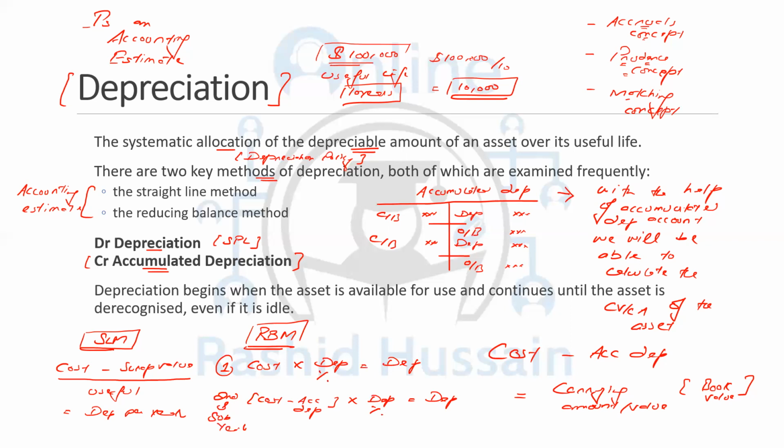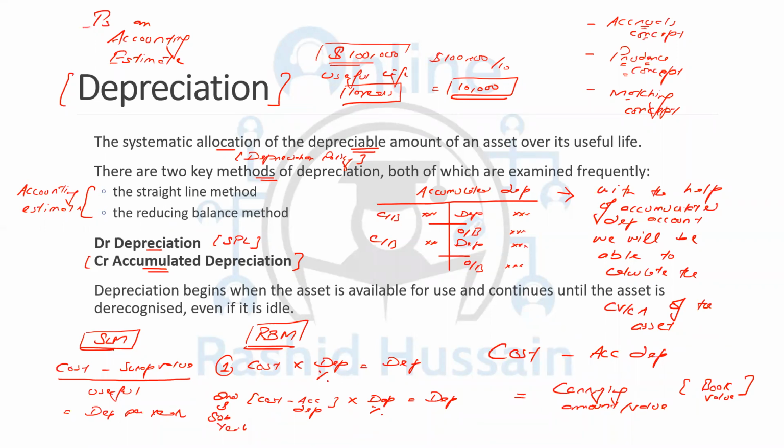So remember one thing, that in the straight line method, depreciation is charged on the cost. So make sure you are not making this mistake in the exam. You're going to charge the depreciation in the straight line method on the cost, and in the reducing balance method, in the first year, it is charged on the cost multiplied by the depreciation percentage. In the second and subsequent years, it is charged on the carrying amount, cost minus accumulated depreciation, multiplied by the depreciation percentage.